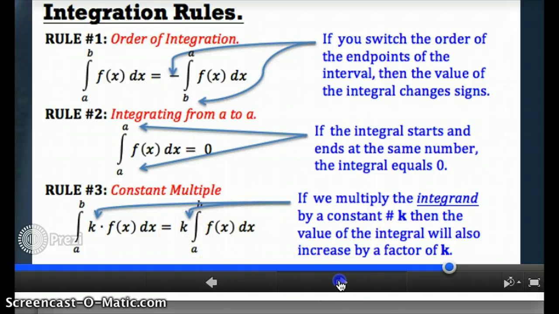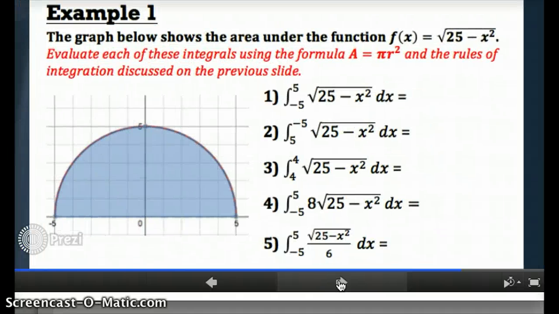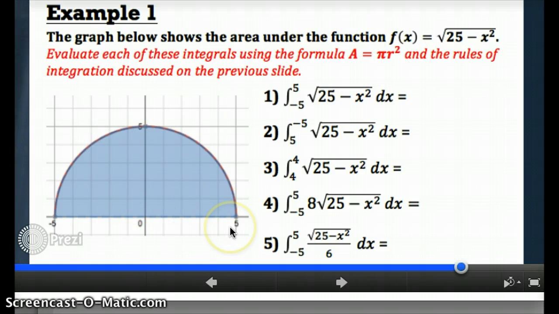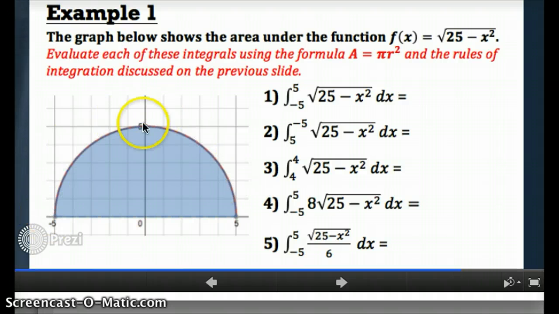Let's just test whether you understood these 3 rules. The graph below shows the area under the function square root of 25 minus x squared. We discussed in class how that's a half circle, and so this area here can be found by taking half of the area of a circle with a radius 5. Use that fact that you can very easily calculate this area to evaluate each of these integrals.